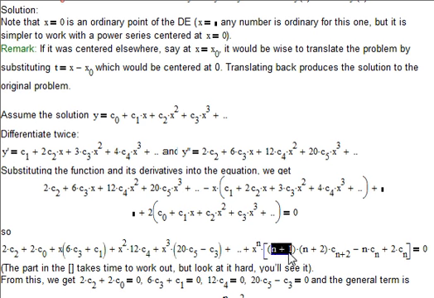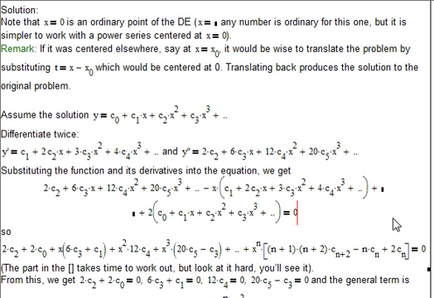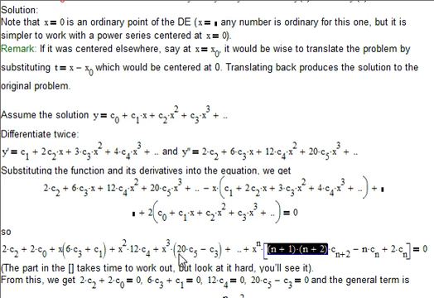X to the n times (n plus 2) times (n plus 1) times c sub n plus 2, minus n times c sub n, plus 2c sub n, and that equals 0. Now, time out on this. You see where this came from? This was like the 5 times 4 c5 here. See that? There's the c5. 5 times 4, because I took two derivatives: this is the first derivative, this is the second derivative. That's the way it works.